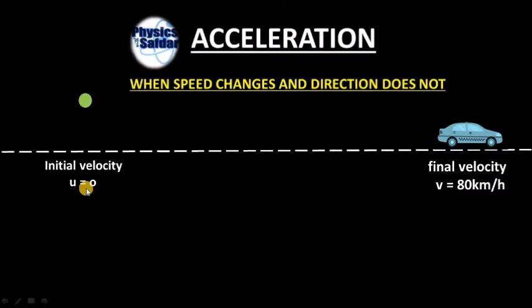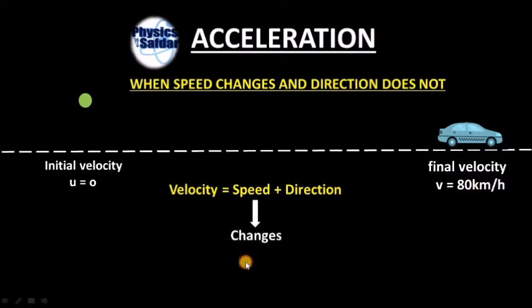Now discuss the motion of the car in detail by using the equation of velocity. You know well, velocity depends upon speed and direction. So first discuss the speed of the car. In the example, initially the car was at rest, that's why initial velocity was 0. Now it moves from left to right and final velocity is recorded as 80 km per hour. So that's the change of speed. So in this situation you will find speed change.